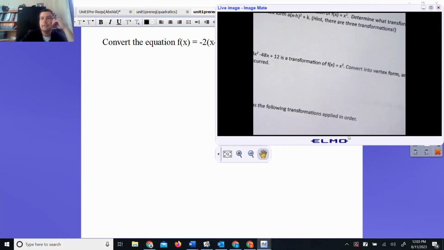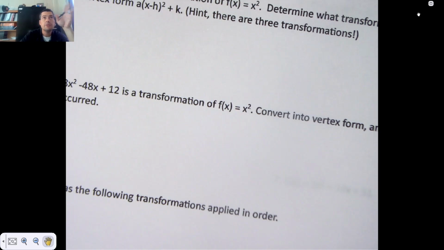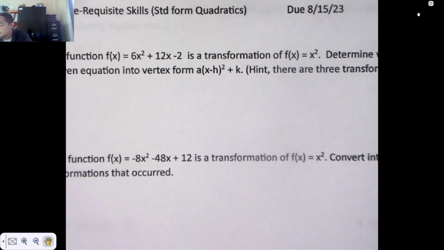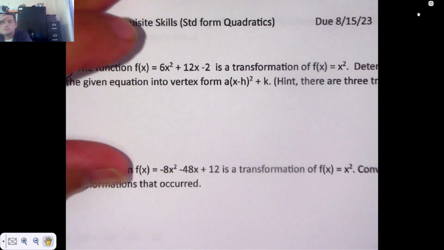I finally got Monday's lesson ready. Monday's lesson is an extension of Friday's lesson, still quadratics in what's called standard form. So let's go through here and do a couple of these. I'll do number one, save number two for y'all.